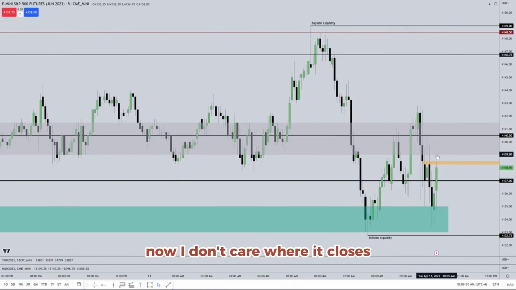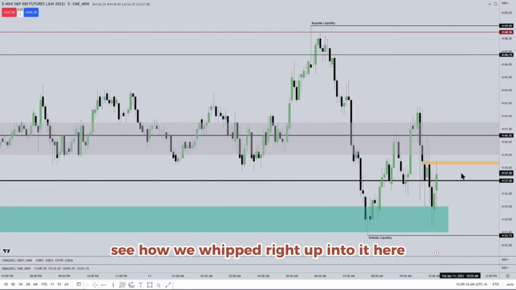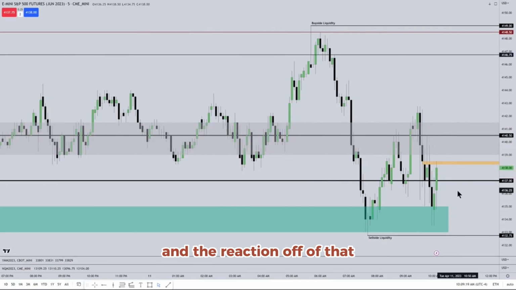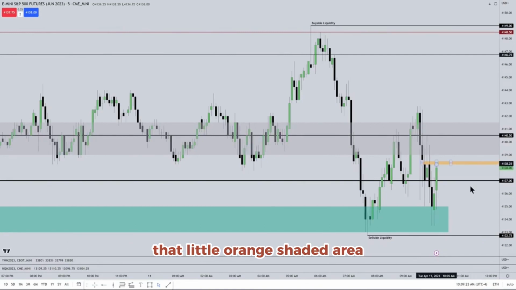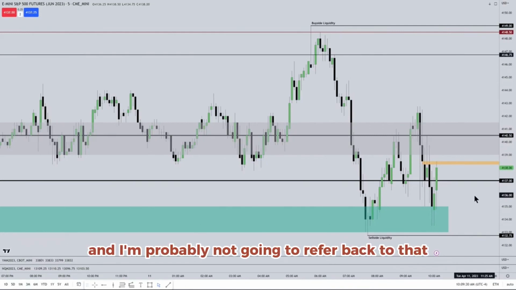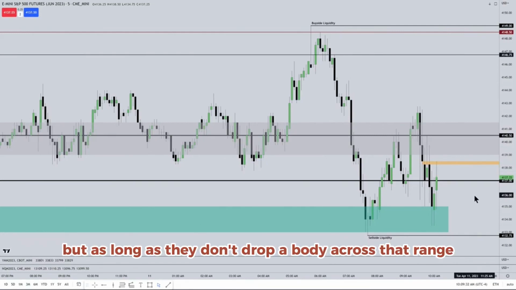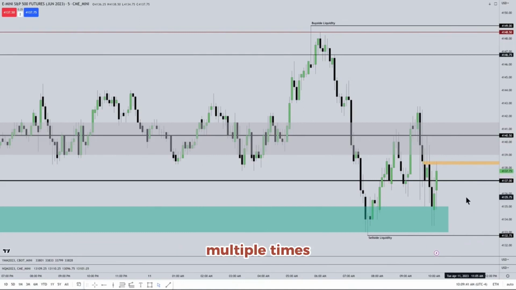Now, I don't care where it closes, but it needs to lay a body completely over top of the high and the low that makes that volume imbalance. See how we wicked right up into it here, and the reaction off of that? It's sensitive to it. But I want to see it lay a body across that range, that little orange shaded area. Once it does that and then it leaves it, then I'm satisfied, and I'm probably not going to refer back to that volume imbalance anymore. But as long as they don't drop a body across that range, it'll always find a way to go back and test it again multiple times.